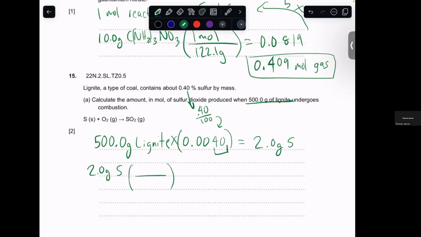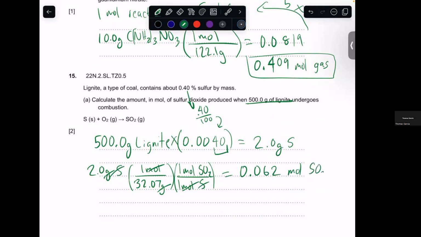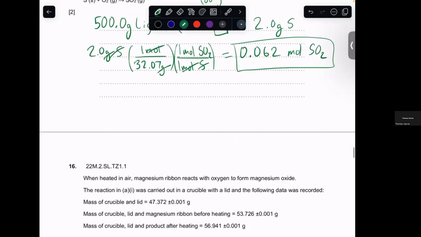And then I will do a regular stoichiometric conversion here, taking the 2.0 grams of sulfur and dividing it by the molar mass of sulfur, which is 32.07 grams per 1 mole. Then I noticed that in this balanced chemical reaction, 1 mole of sulfur is equal to 1 mole sulfur dioxide, and I will get a grand total of 0.062 mole sulfur dioxide. All right, moving on to my next one.